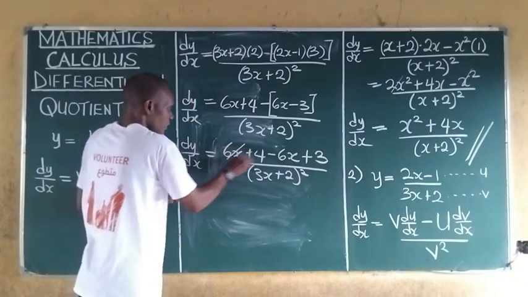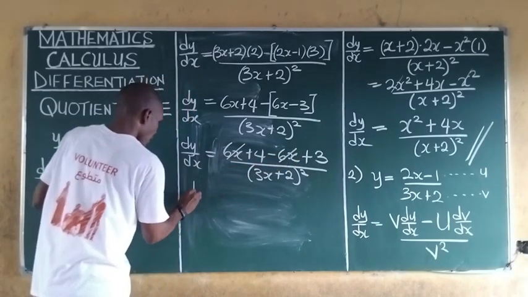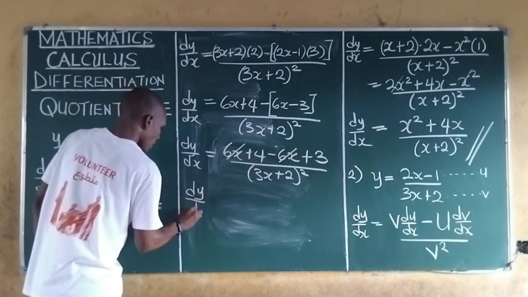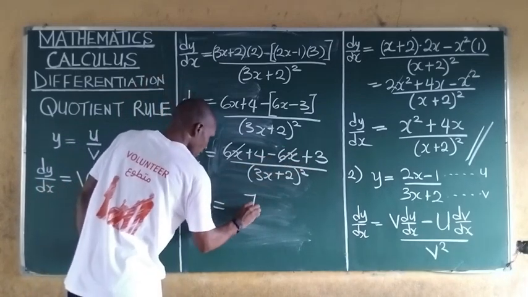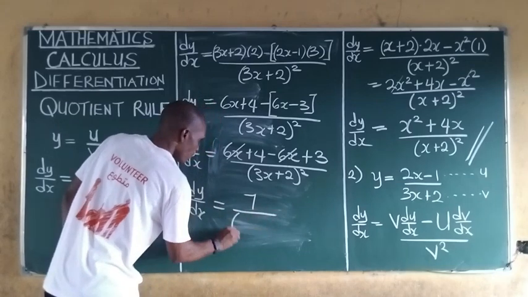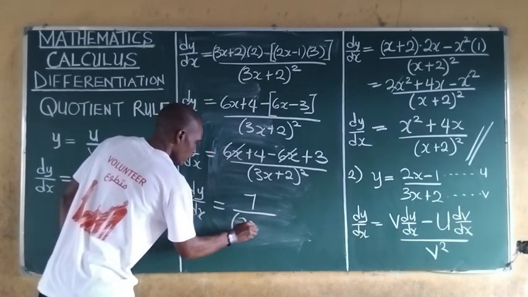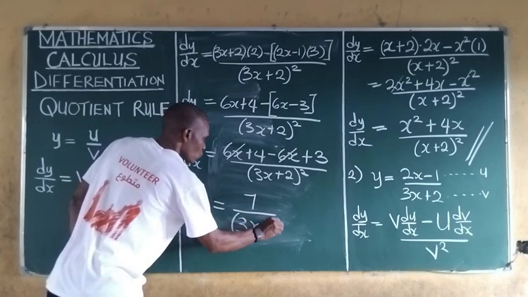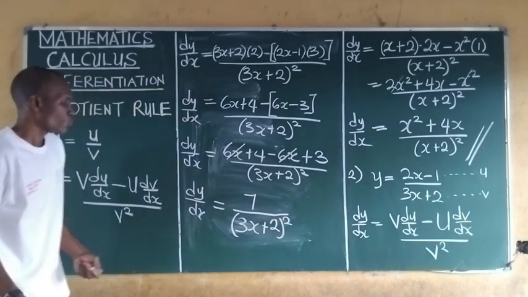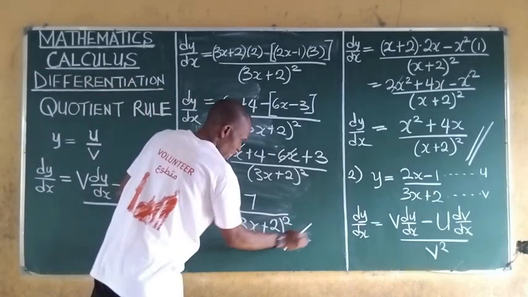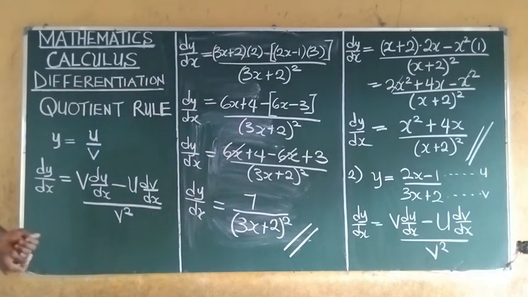So as we can see, this will cancel this. Therefore, dy over dx is equal to 4 plus 3 is 7, all over 3x plus 2 all squared. So this becomes our final answer for the number 2 question.